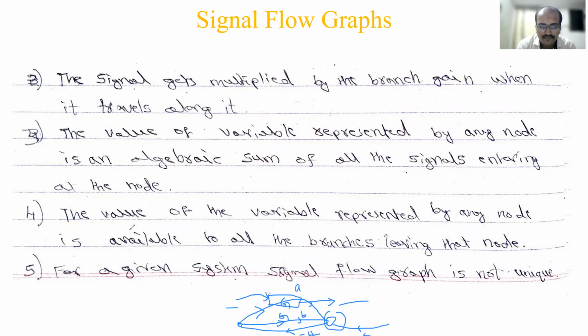Next, the fourth property: the value of the variable represented by any node is available to all the branches leaving that node. So whatever value is there at this node, it is used for this path also, this path also. Based on that we are doing the multiplication. Previously I did C of S is equal to G into R of S, so this R of S is considered.